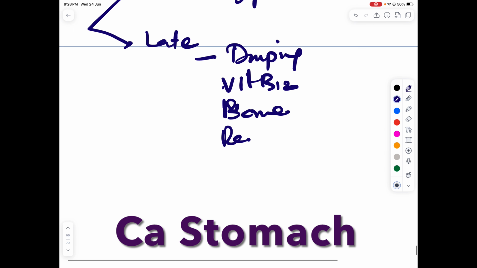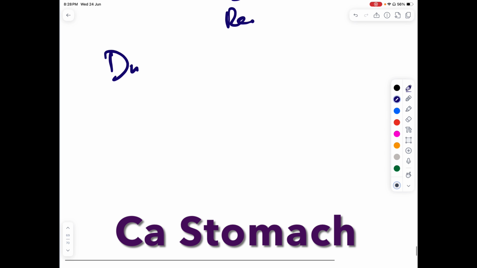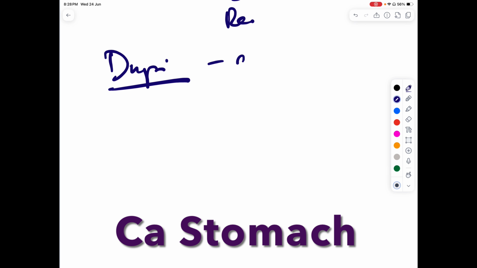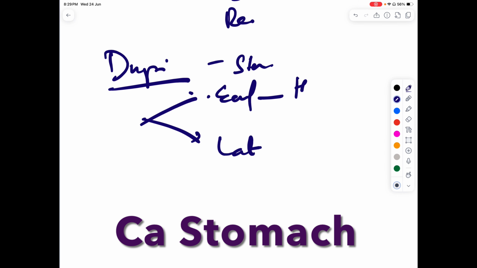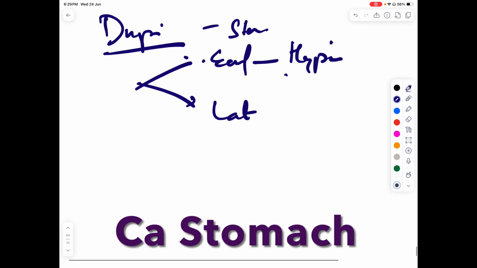What is dumping syndrome? As the stomach is removed, the reservoir function is lost. It is again early and late. So hyperosmolar fluids suddenly gush inside, leading to colicky abdominal pain and distension. Late is 1 to 3 hours, so that leads to hypoglycemia.